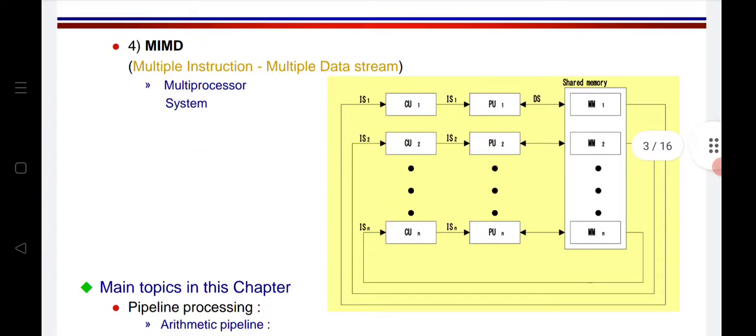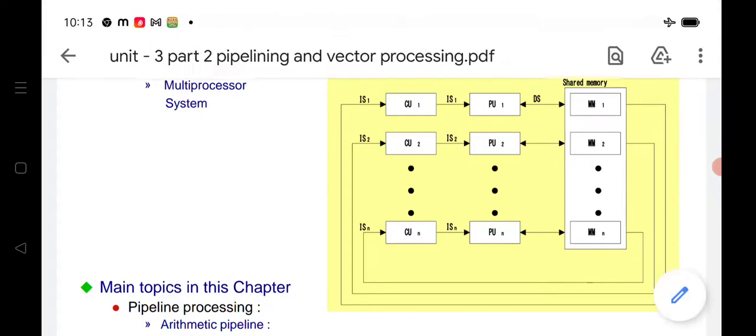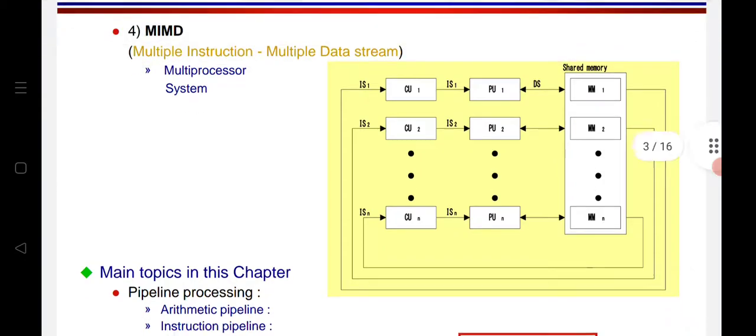Next is MIMD. MIMD is nothing but multiple instructions and multiple data streams. Here I am having multiple instructions and multiple data streams. So it is acting as a multiprocessor system. So I am having different control units. Each control unit will have its own instruction stream, and later on it is given to the program unit. From the program unit we will get the different data from the shared memory.